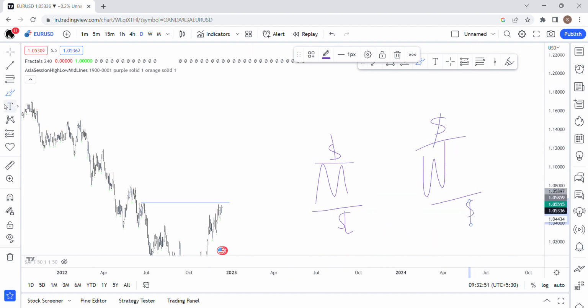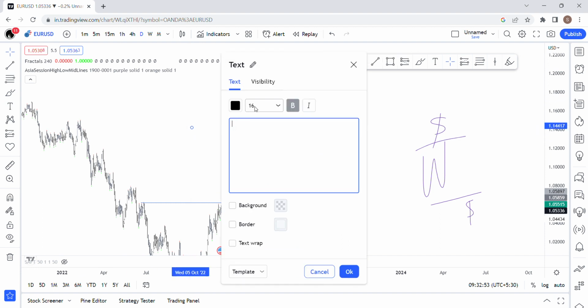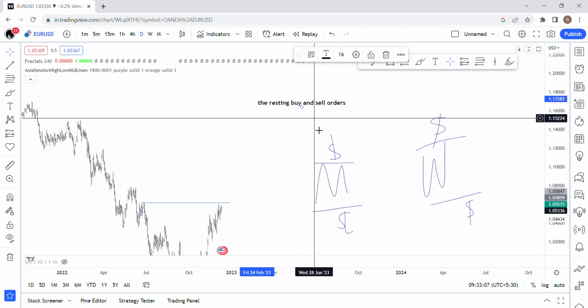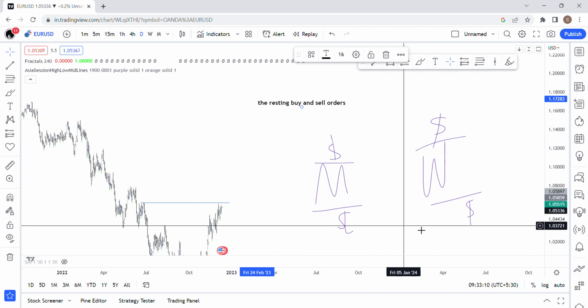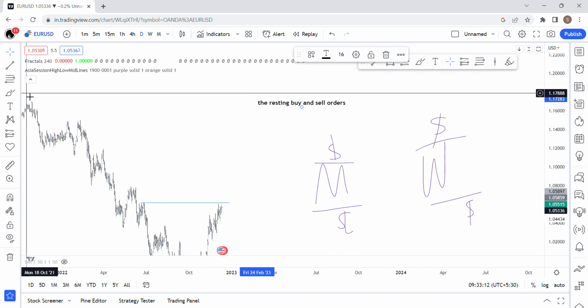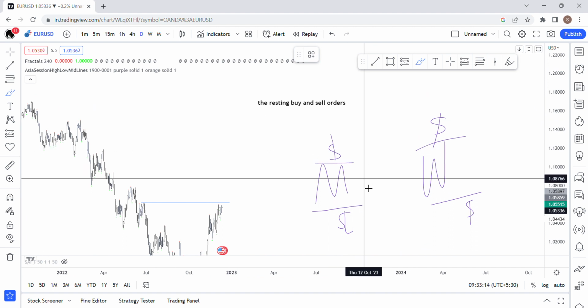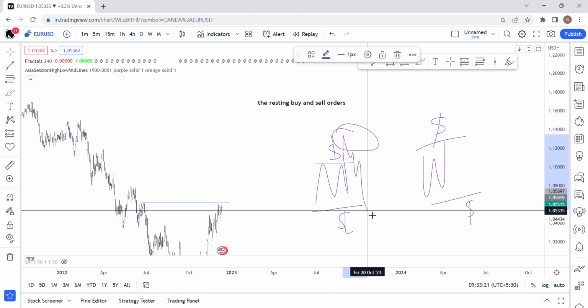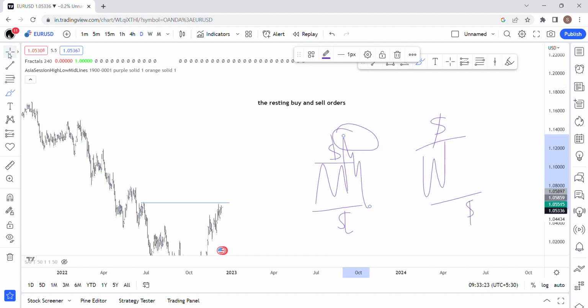What is liquidity? Liquidity means the resting buy and sell orders on the top of the chart pattern and the low of the chart pattern. The market maker intentionally takes this liquidity, they will give a fake out and they will trap all the buyers here and they will move in the real direction. This is what happens. This is why the chart patterns won't work.